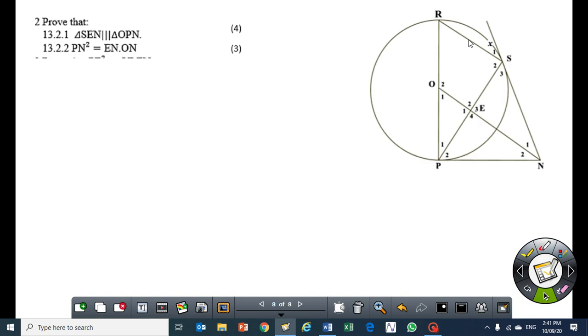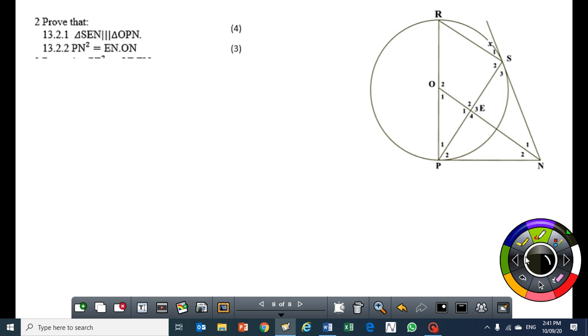Right? So we have triangle SEN. Now the structure of how you write it is very important. So in triangle SEN and triangle OPN. Okay? Some of you, the way you write it is very chaotic. It's very, very chaotic.